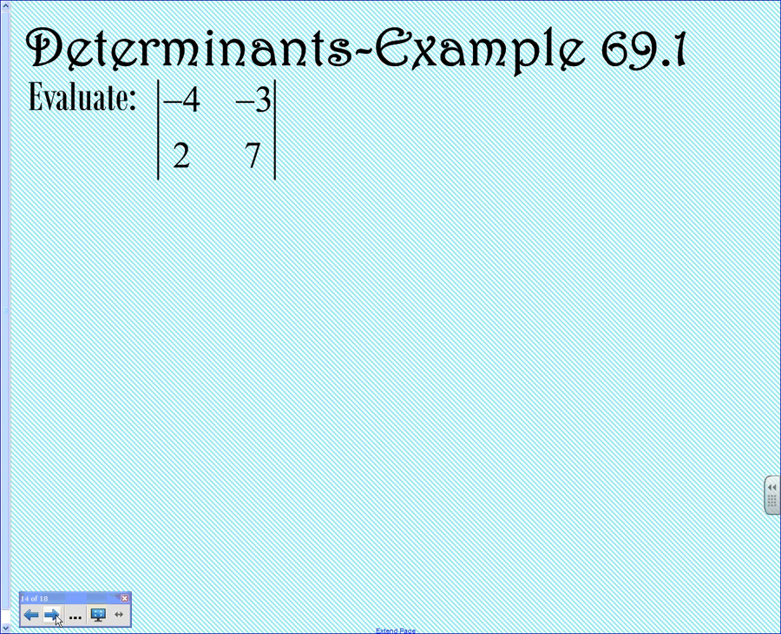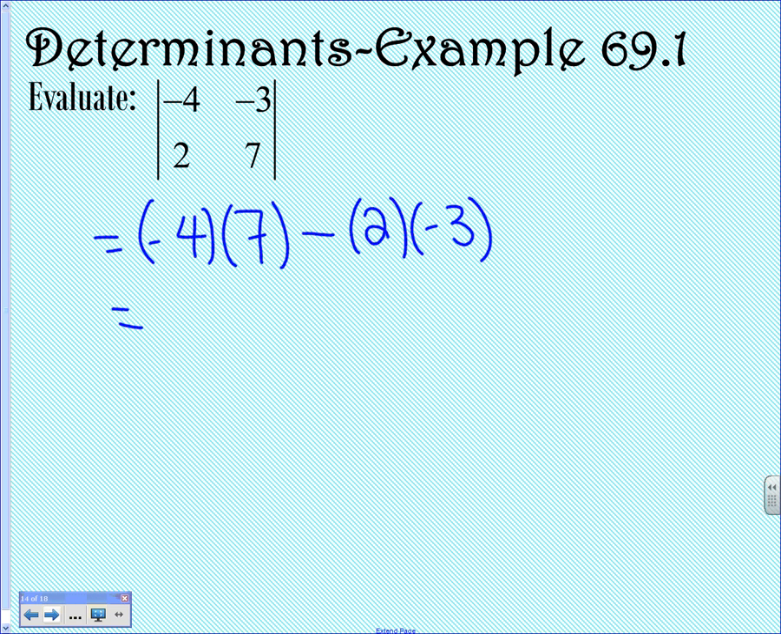So we want to find the determinant. So how are we going to find the determinant for this one? -4 times 7 minus 2 times -3. So what do you get? And that's your answer. Y'all see how that works?